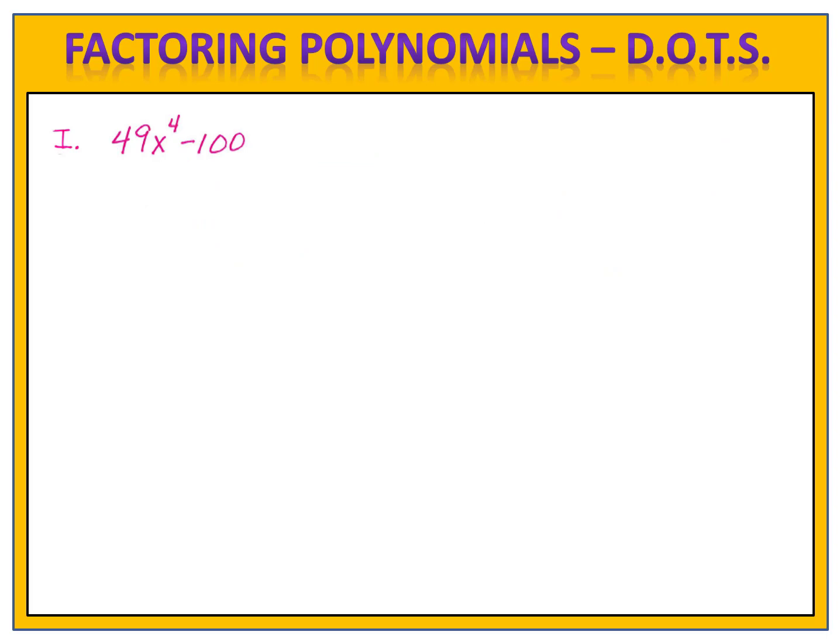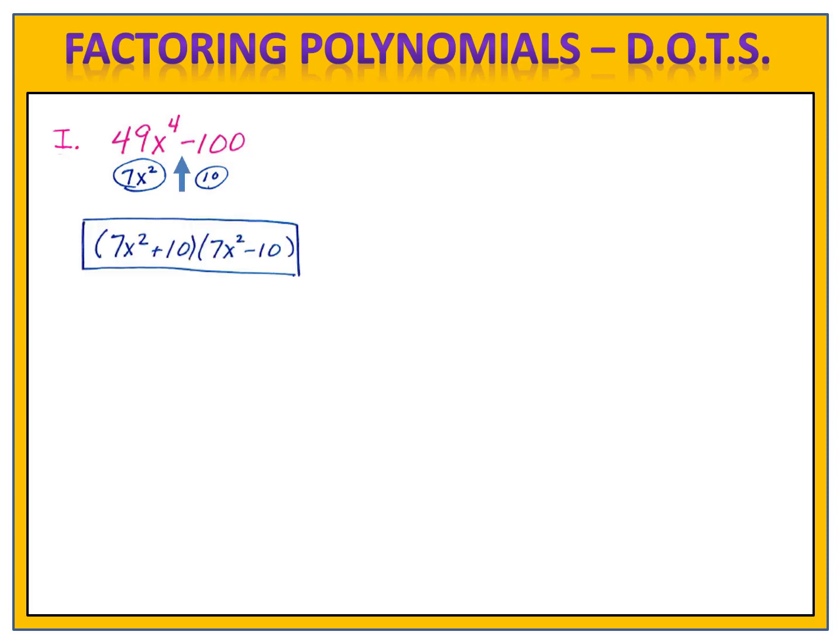In exercise I, once again, we're looking to factor. Notice that we do not have a greatest common factor, but we do have two perfect squares connected by subtraction. X to the fourth comes from x squared times x squared, 49 from 7 times 7, and 100 from 10 times 10. So we can factor 49x to the fourth minus 100 into 7x squared plus 10 and 7x squared minus 10.